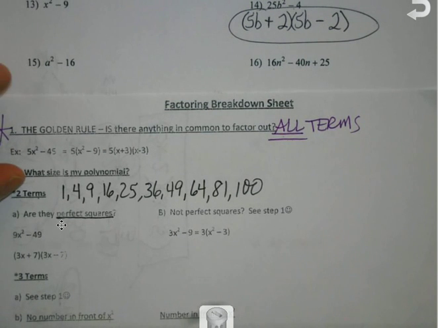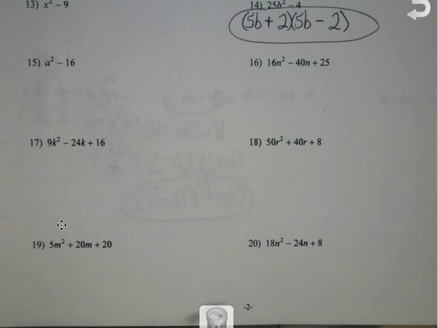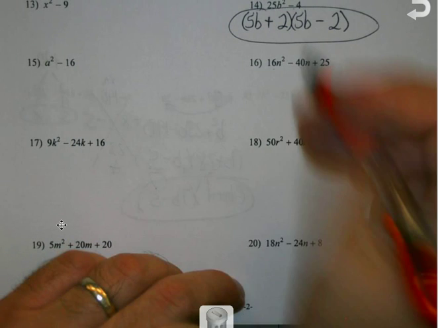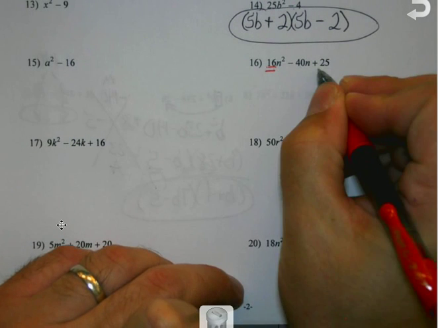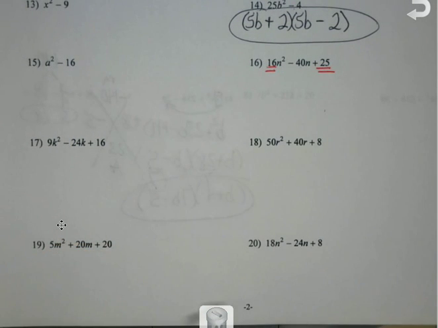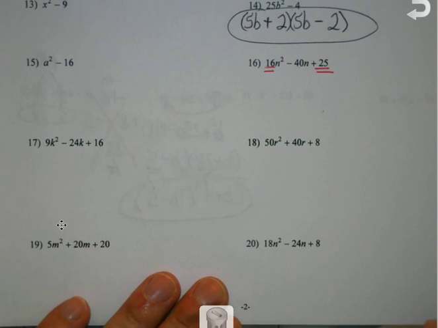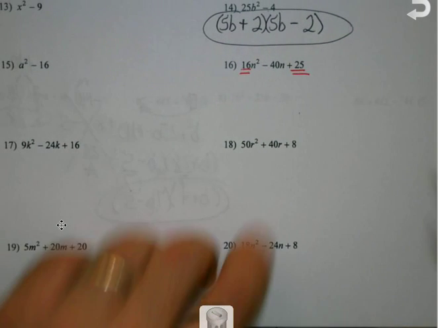When you look at that, remember, if, and this is a big if, your first and last terms are both perfect squares, you can make this go a whole lot faster. Now I'm going to show you both ways so you can see why it's worth your while to look at it.